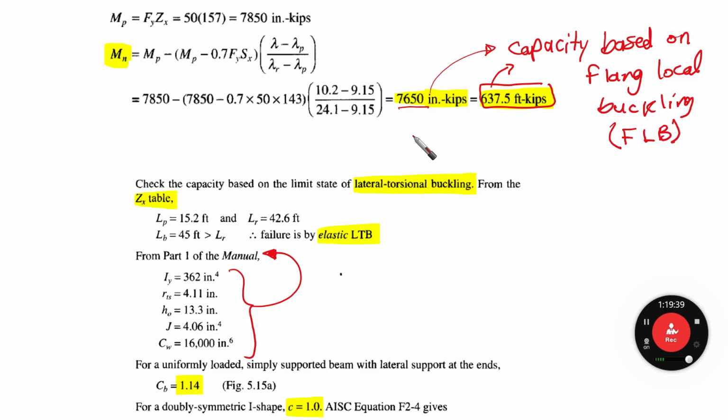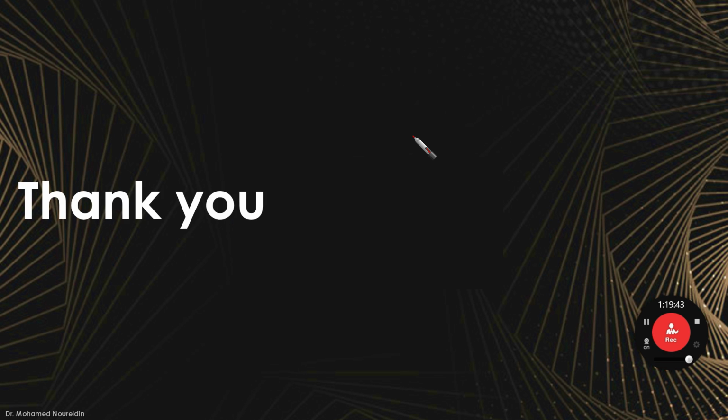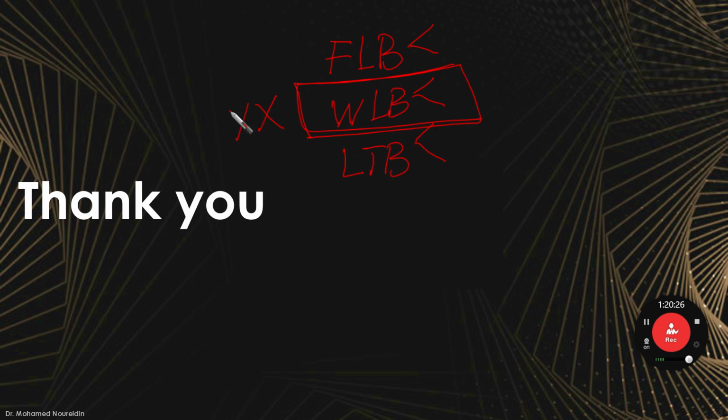I hope you understood, and I hope that everything is clear for you. Please try to read the material again, go through the video again and listen to it again. Try to understand. By the end of this lecture, you need to understand the difference between flange local buckling, web local buckling and lateral torsional buckling. And we said that for each one of them we have elastic and inelastic. Fortunately, for hot rolled sections, web local buckling is not going to be a problem. It is always compact.